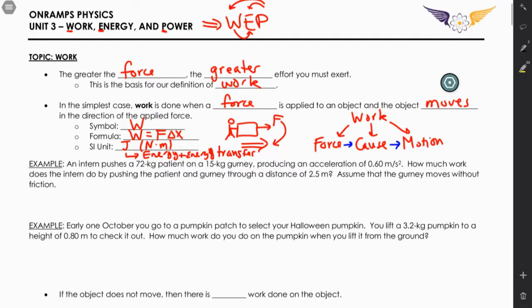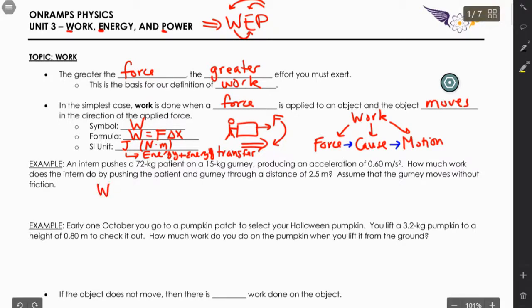So here's an example. It says an intern pushes a 72 kilogram patient on a 15 kilogram gurney, producing an acceleration of 0.60 meters per second squared. How much work does the intern do by pushing the patient and gurney through a distance of 2.5 meters? Now we're going to assume that the gurney moves without friction, so we're letting the wheels move with no problem.